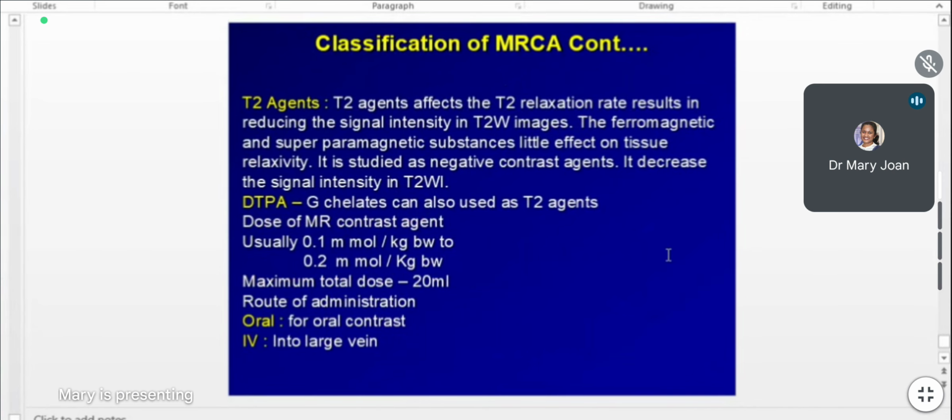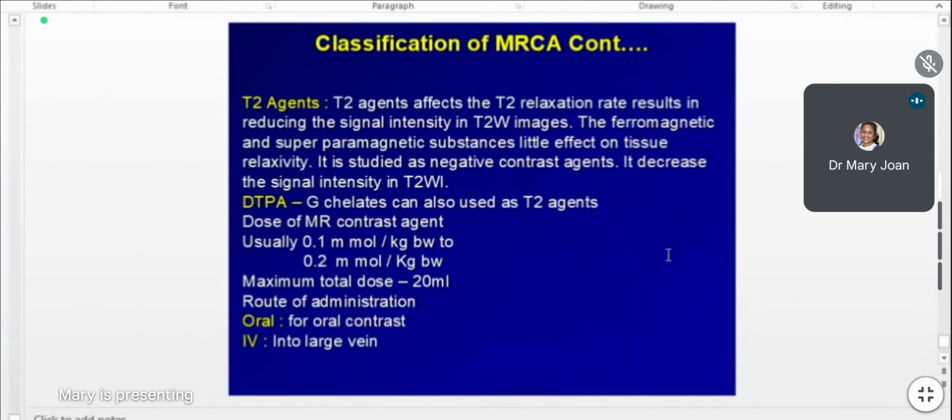And T2 agents affect the T2 relaxation rate, resulting in reduced signal intensity in T2 weighted images. The ferromagnetic and superparamagnetic substances have little effect on tissue relaxivity. It is studied as a negative contrast agent. It decreases the signal intensity in T2 weighted images. Gd chelates can also be used as T2 agents.